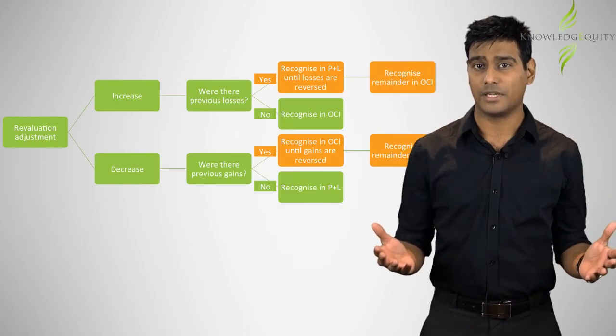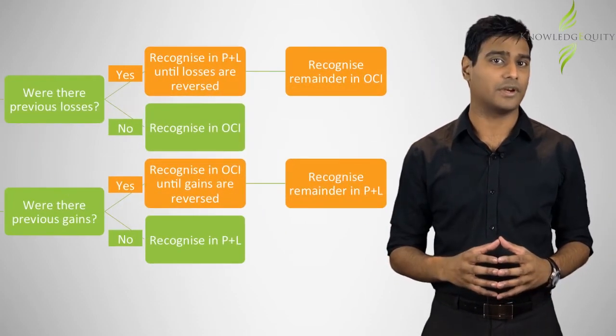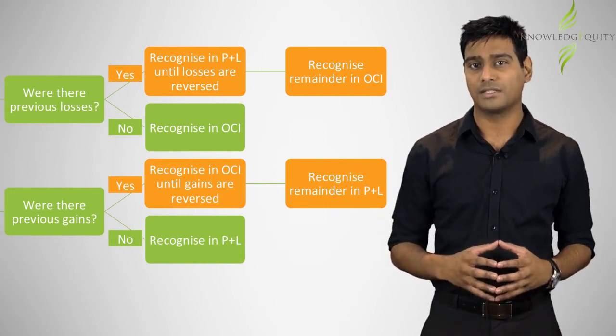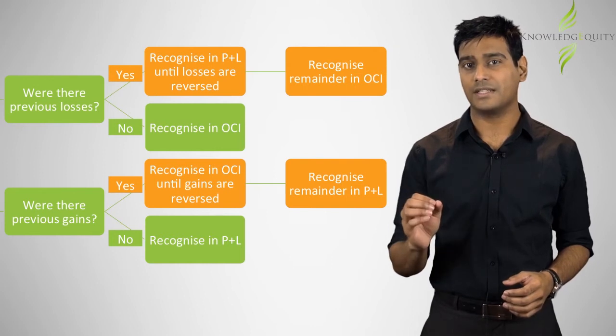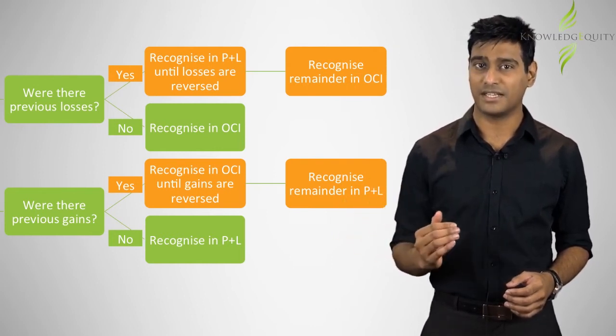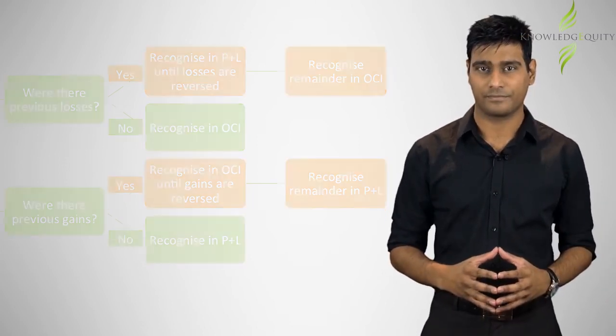When there is a revaluation loss, you first need to consider if there were any revaluation gains that were recognized in the prior years. If there were, then the exception applies, which requires you to first recognize the loss in other comprehensive income until the previous gains have been reversed, and then to recognize the remainder in profit and loss.